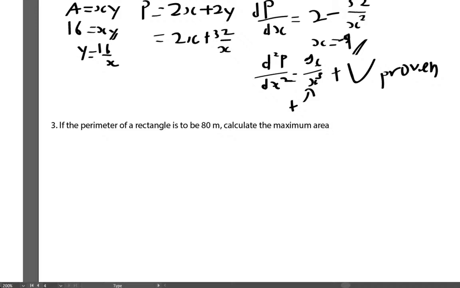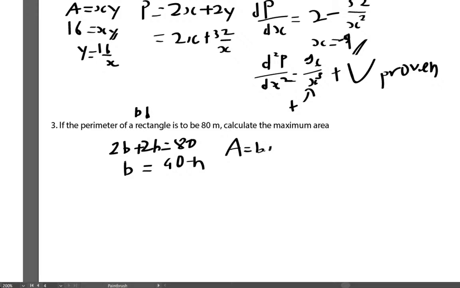First things first, let's start by knowing that a rectangle always has its base and its height. So 2b plus 2h must equal 80 in order for this to be fulfilled. Let's use the base here to get 40 minus h. And now we want to find the area, which equals b times h. So when you do this, you get 40h minus h squared.